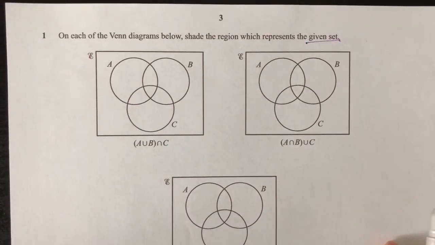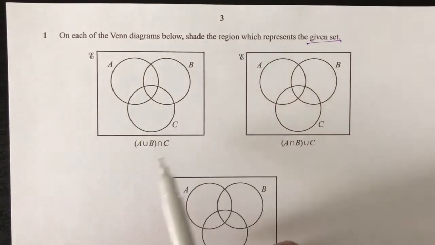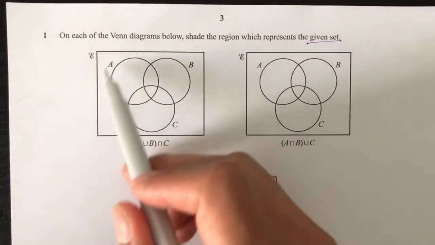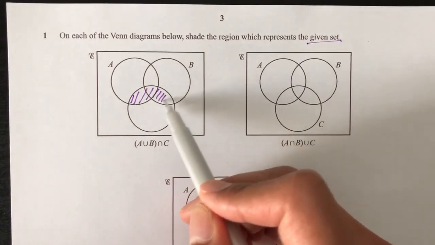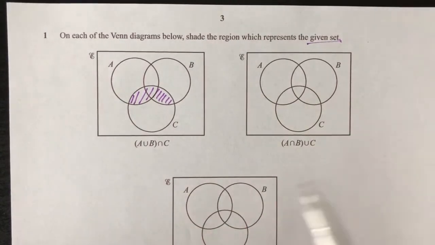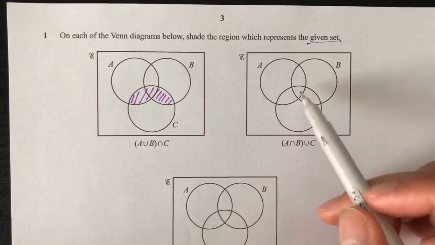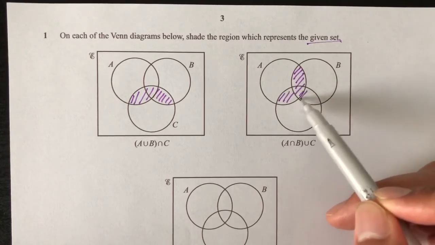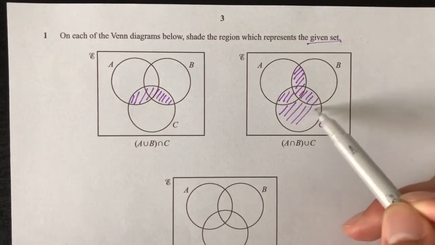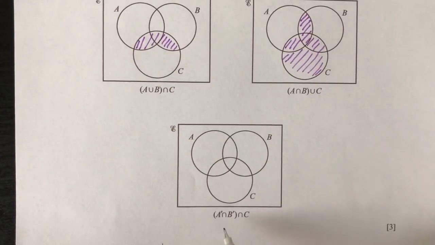So let's do that. In the first one, it is A union B, so A or B, intersecting with C. So A or B meets with C, it will be only this region right here. That is one. Part 2, we have A intersection B, so this here, or C. C is this big one, so we have to shade this and this.